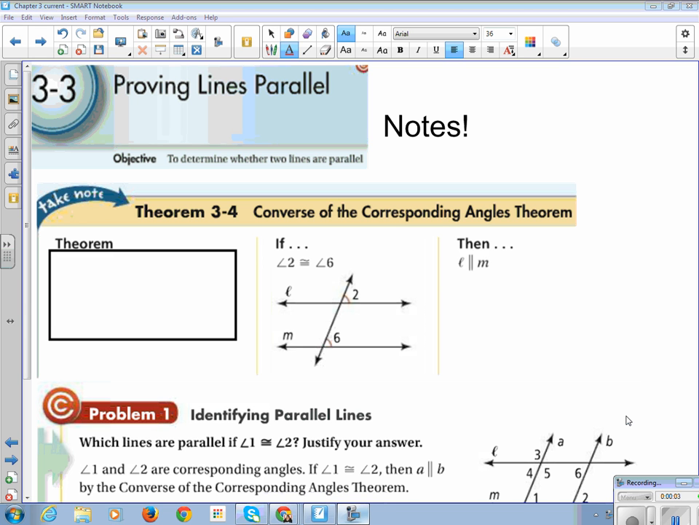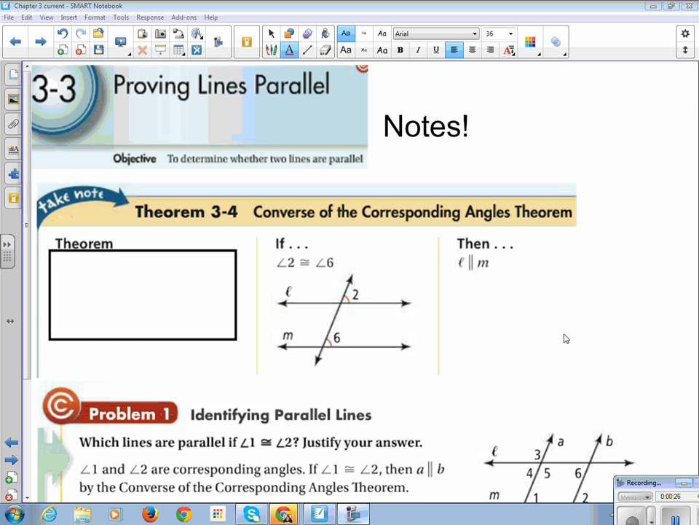So this is Geometry, Chapter 3, Section 3, Proving Lines Parallel. Our learning objective is to determine whether two lines are parallel. And you can't do that just by looking at them. Just because they look parallel doesn't mean anything. We are now in the business of proving that.